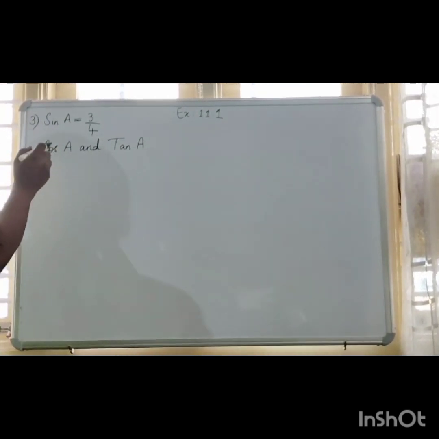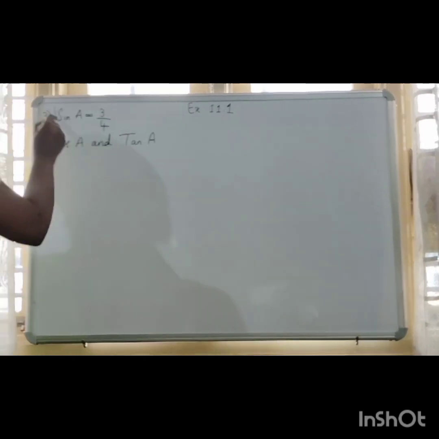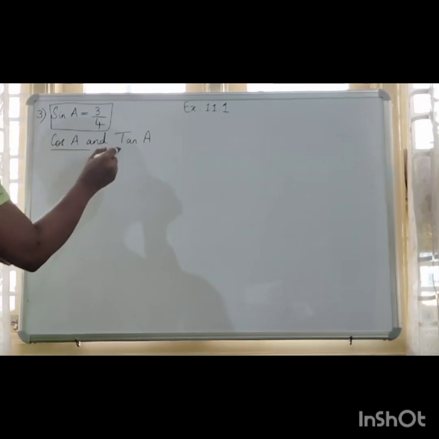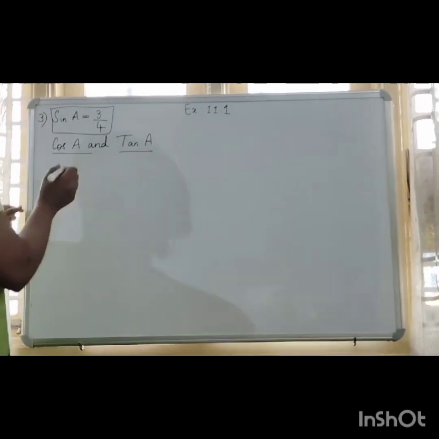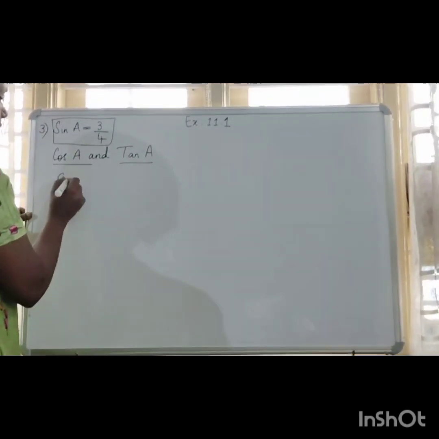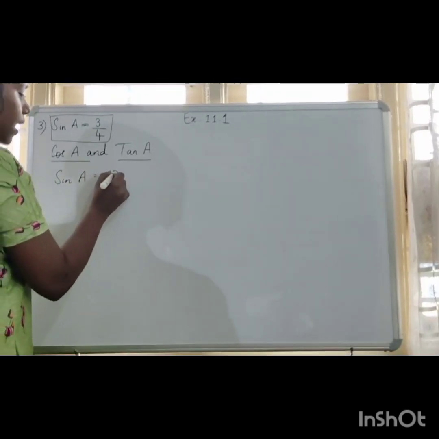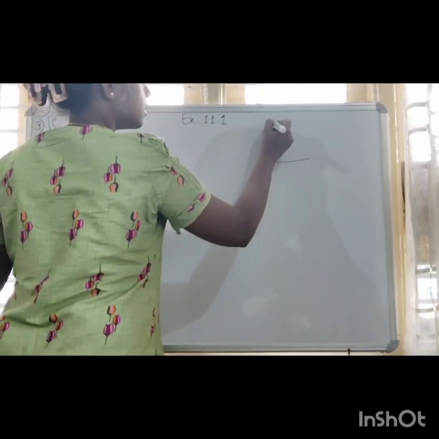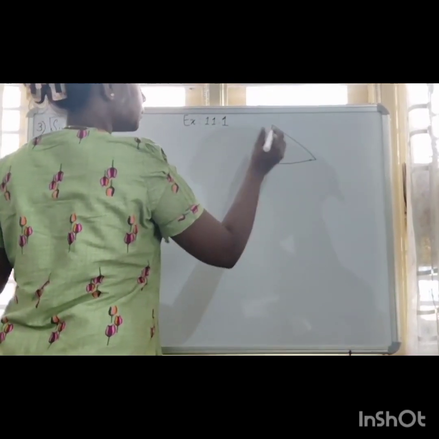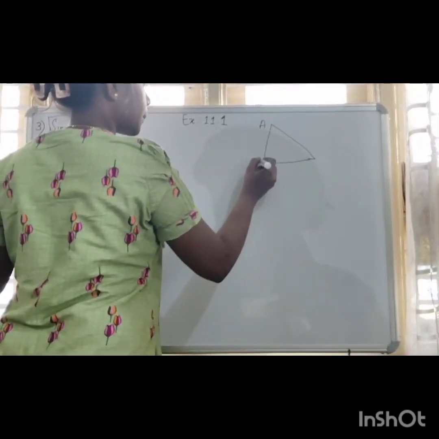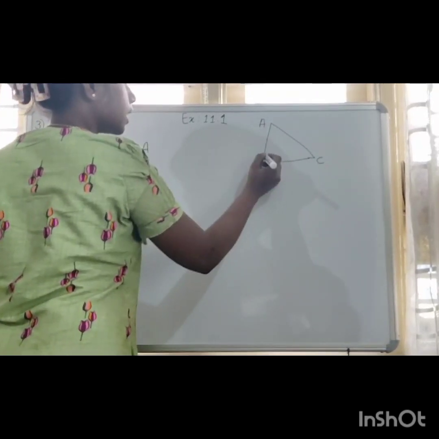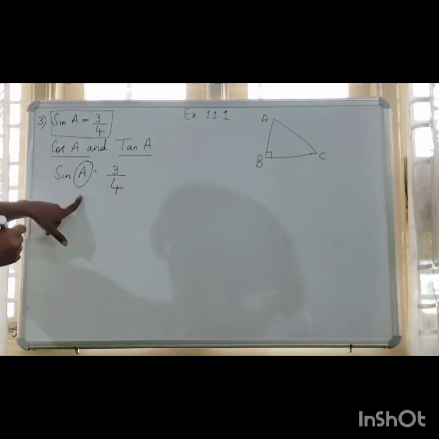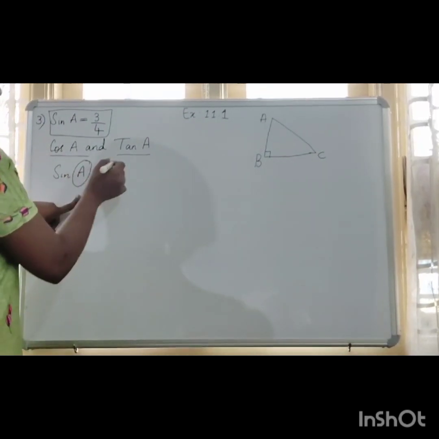The question says, if sine A is 3 by 4, then we are supposed to find out cos A and tan A. Consider a right angle triangle, say ABC. It is right angled at B, and here in theta place we have A. So they are saying sine A is 3 by 4.